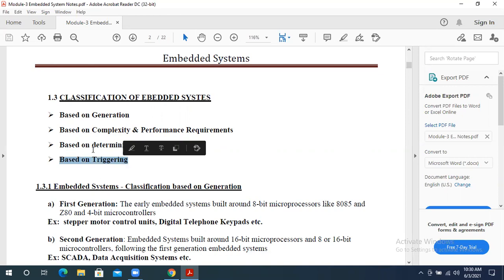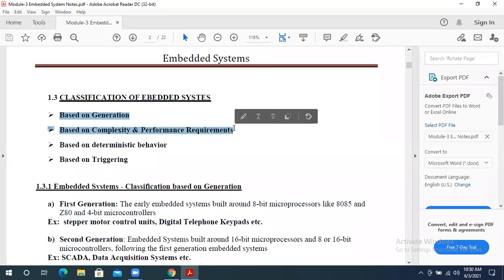Of these four, the first and the second are in our syllabus. What is the first one? Based on generation. The second is based on complexity and the performance requirement. The third and fourth we don't have in our syllabus, so you just have to think of the first and second categories. Okay, is it clear?